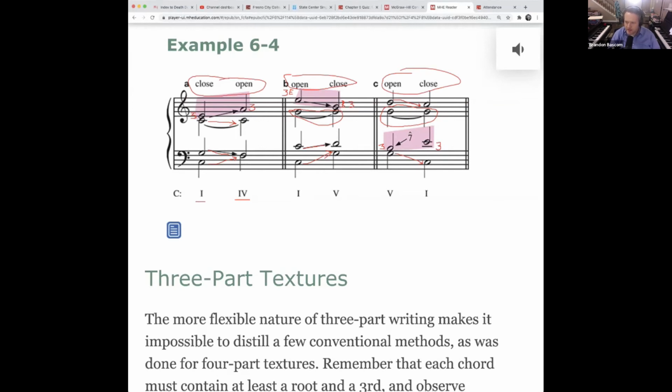Questions, comments, concerns, friends with questions. I sort of kind of am a little foggy in the open close situation. Okay, let's review it. Close means that there's less than an octave between the tenor and the soprano. Open means there's an octave or more between the tenor and the soprano.